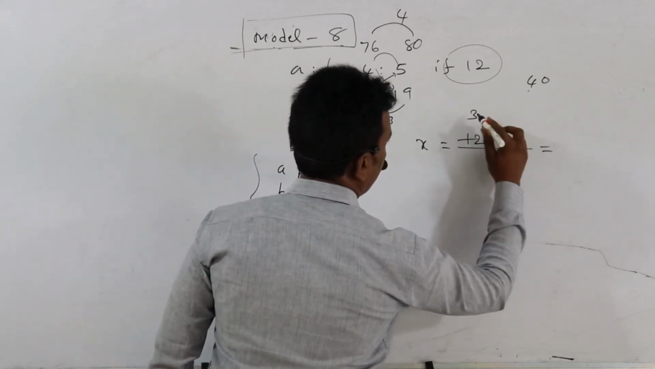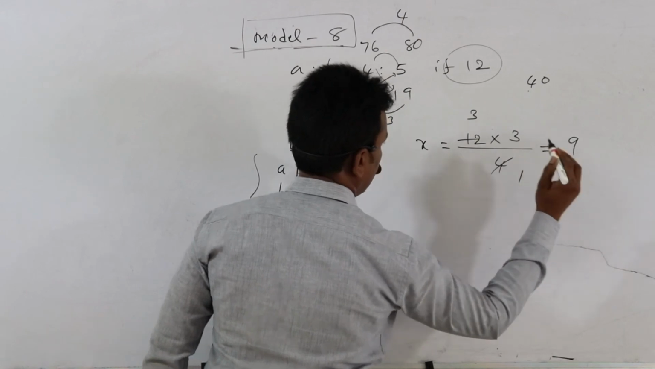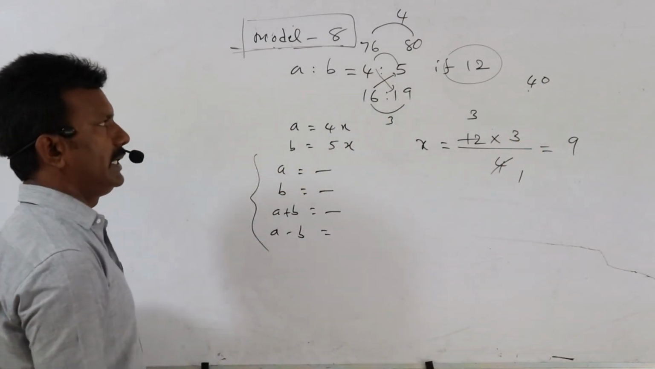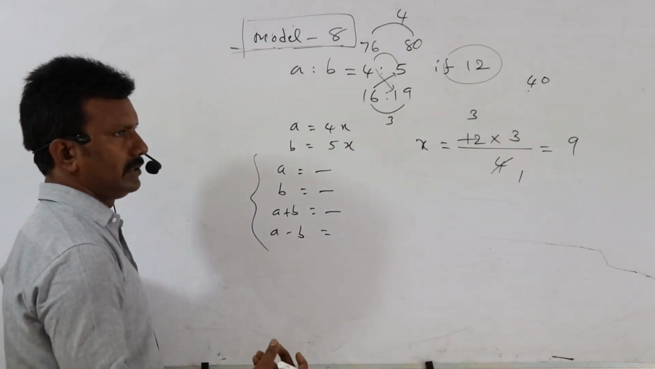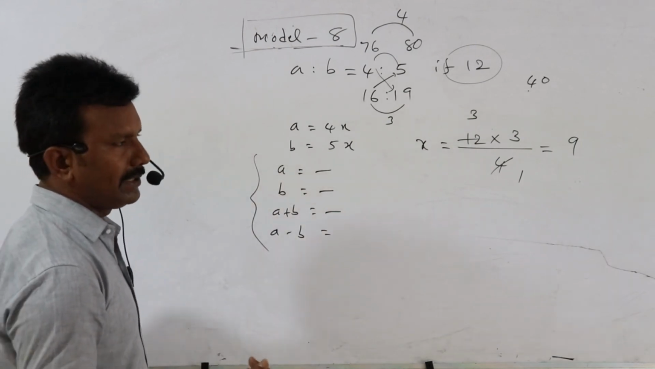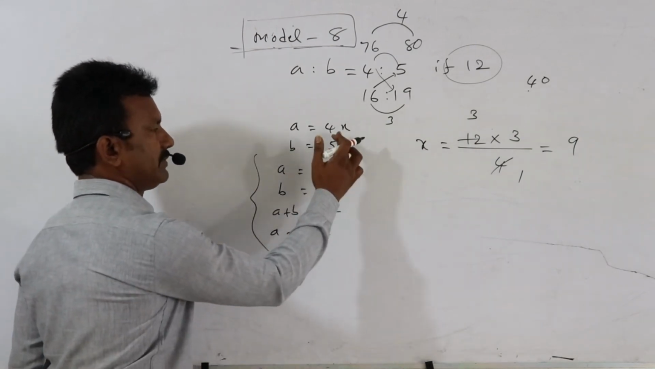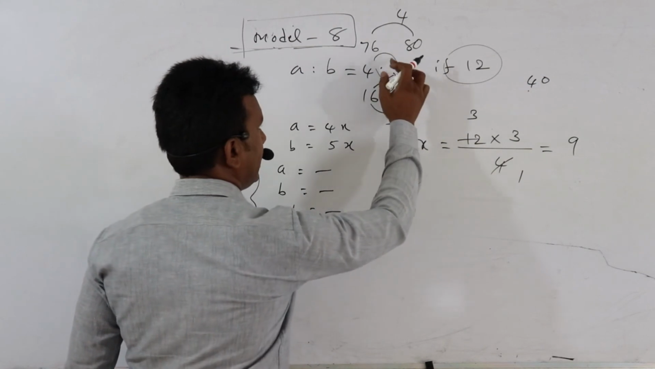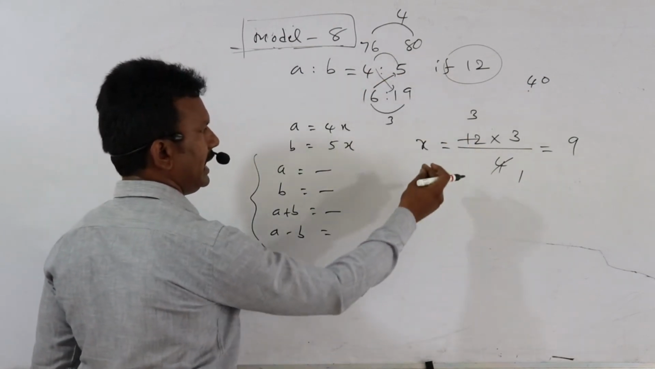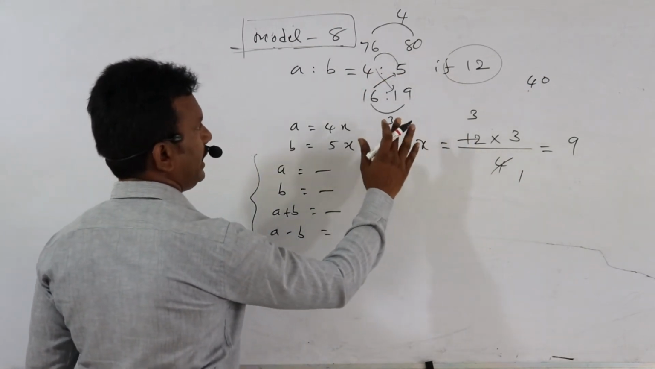So what is our one part of ratio? x is 9. Once again I will repeat the x. Find the x. x is our one part of the ratio. We define x as one part of the ratio. So this is very clear.